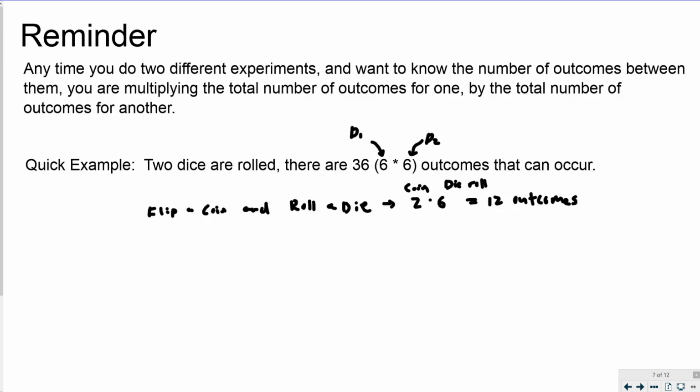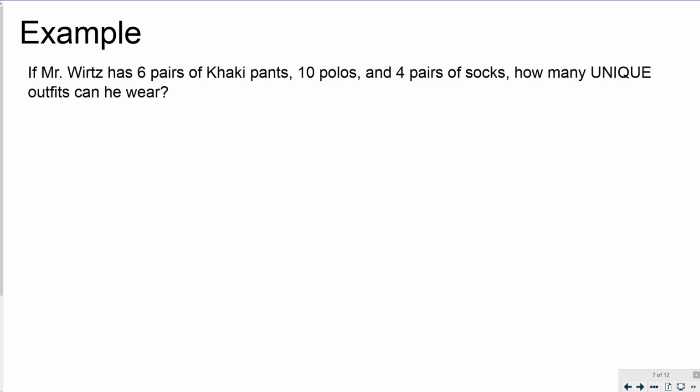So let's extrapolate this into some examples. If Mr. Wirtz has 6 pairs of khaki pants, 10 polos, and 4 pairs of socks, how many unique outfits can he wear? So I have to make some choices here, okay? I have to pick a pair of pants. I have to pick a polo. So I've got choice 1, I've got choice 2, and I've got to pick some socks.